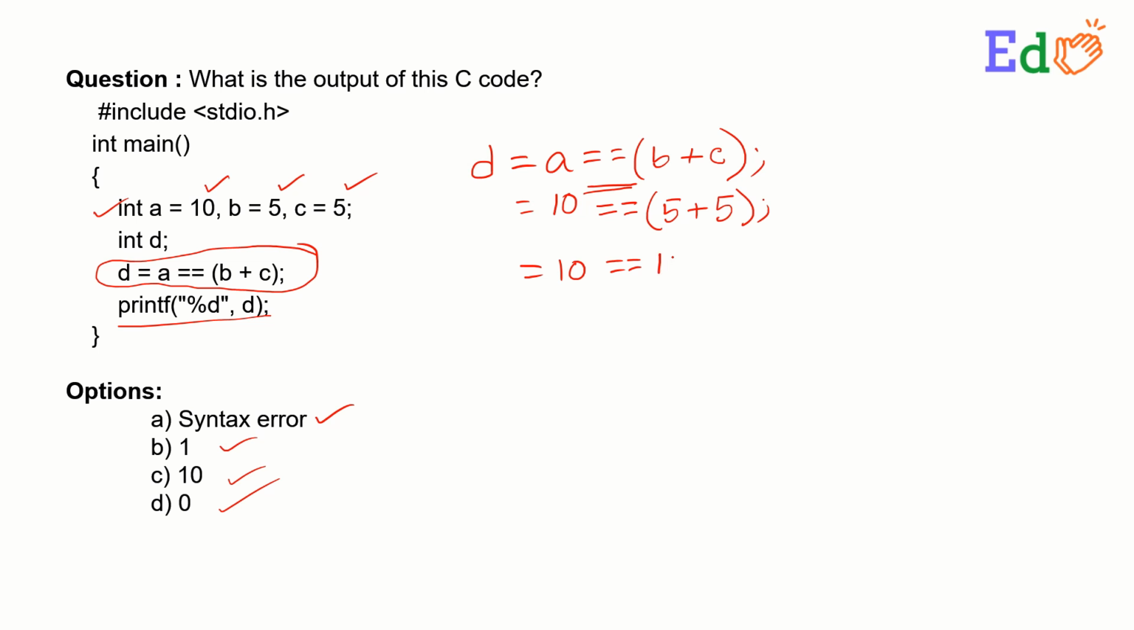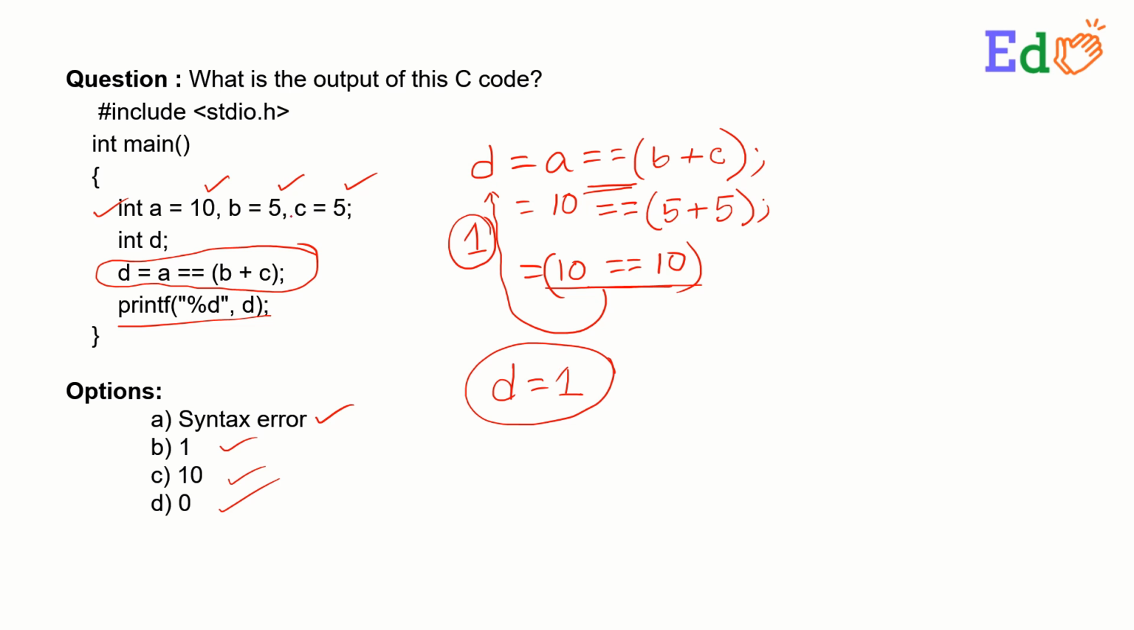10 == 10. So 10 equal to 10 means this relational operator returns the relation value. Relation value means if both sides are equal, it returns the true relation value, that is 1. That means the value of D equals 1.